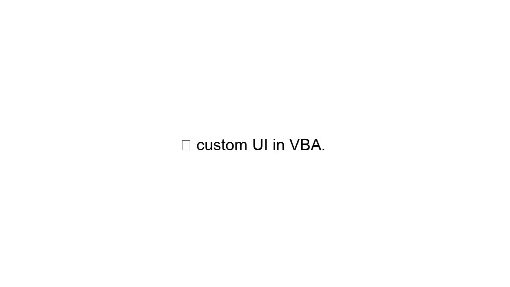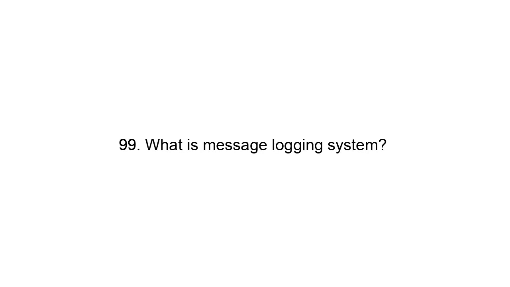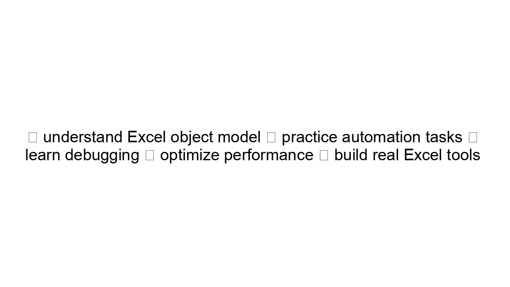98. What is a user form? A custom UI in VBA. 99. What is a message logging system? Tracking macro execution. 100. How to master VBA: understand the Excel object model, practice automation tasks, learn debugging, optimize performance, and build real Excel tools.